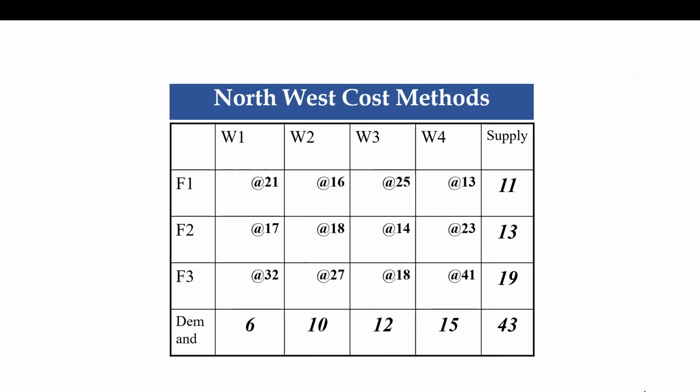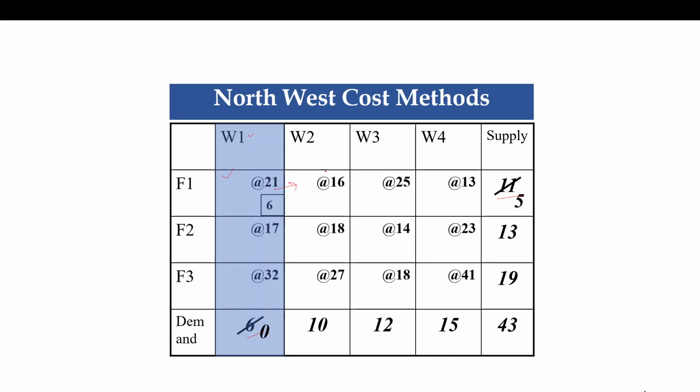Now the first cell is where you have to start. In this case, factory 1 has a supply of 11 and warehouse 1 has a demand of 6. Because you have only a demand of 6 pens, and I have 11 pens, how much will I give you? I will give you only 6 pens, right? Now the time I give you 6 pens, this will be 5 and this will be 0, right? Because the demand of warehouse 1 is over, let's close this one. Now you cannot move down because the demand is already over. Now you'll move to this particular cell, right?